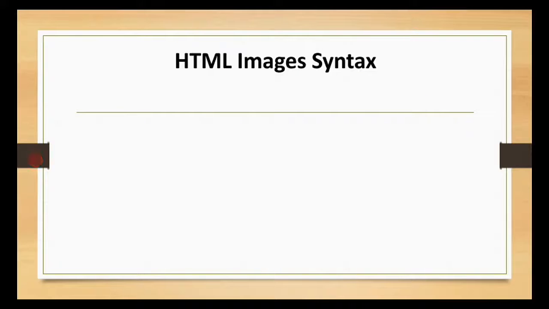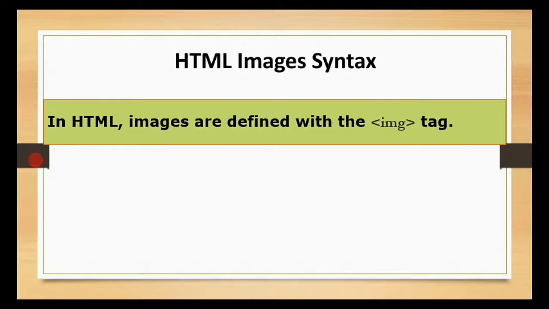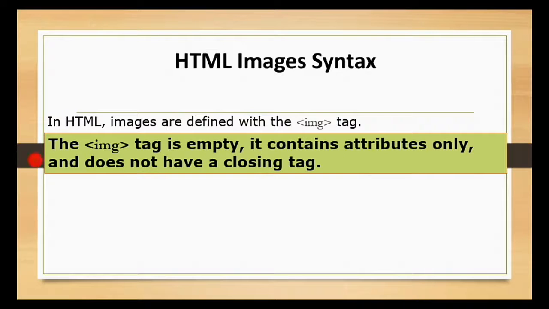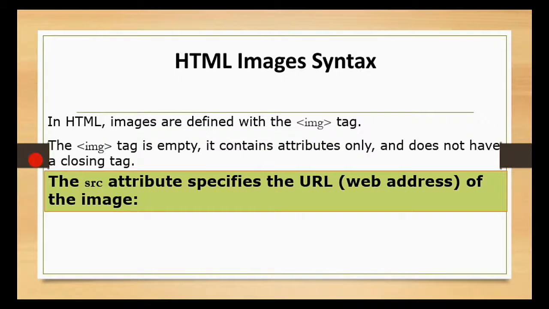HTML image syntax. In HTML, images are defined with the img tag. The img tag is empty. It contains attributes only and doesn't have a closing tag. The src attribute specifies the URL (web address) of the image.